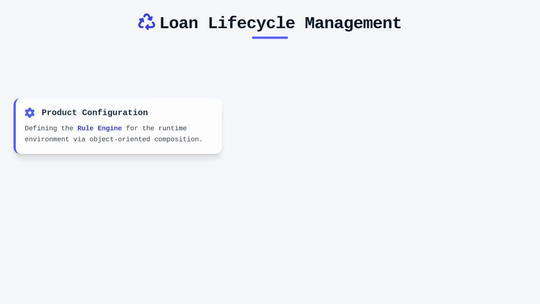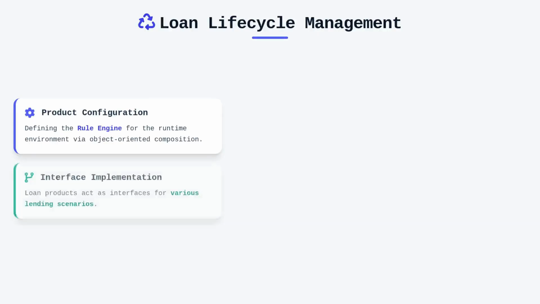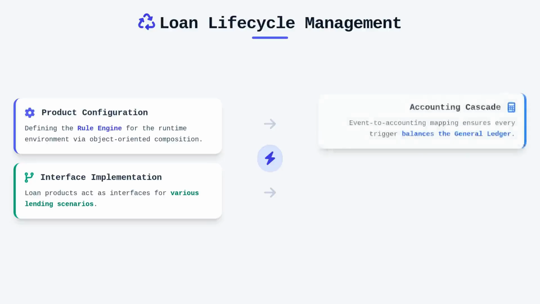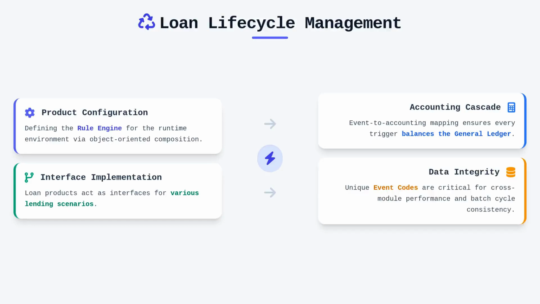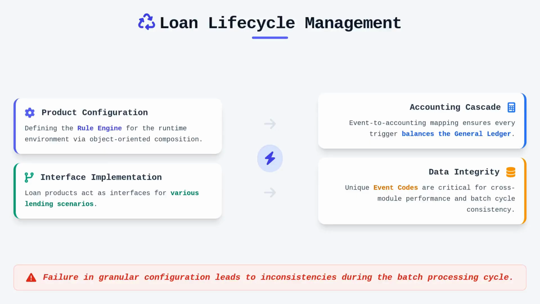It is helpful to visualize this as an object-oriented composition where the loan product acts as an interface implementation for various lending scenarios. The system architecture expects that your defined event codes possess clean, unique identifiers within the data dictionary to ensure that cross-module lookups remain performant. If you fail to maintain this granular level of configuration, you will inevitably encounter inconsistencies during the batch processing cycle.